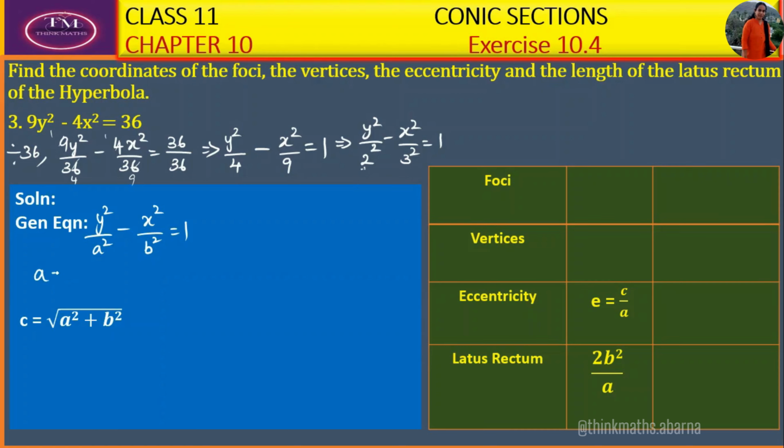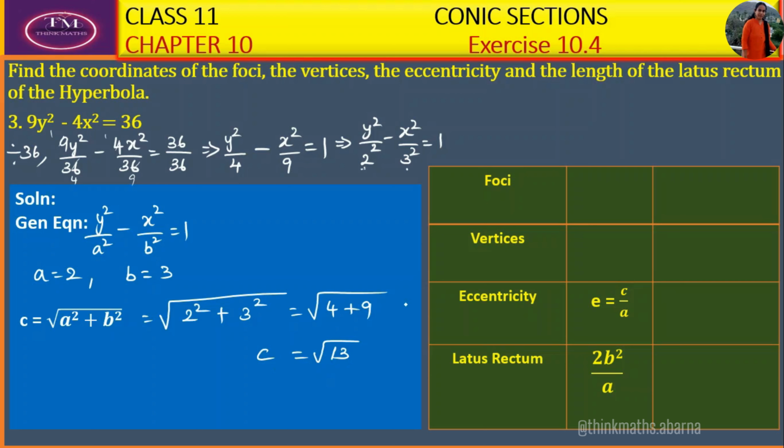So a is equal to 2 and we find b is equal to 3. So what is c? c is nothing but the square root of a square plus b square, so 2 square plus 3 square. 2 square is 4 and 3 square is 9. 4 plus 9 is 13, and 13 is a prime number. So c is equal to root 13. So we found a is 2, b is 3 and c is root 13.